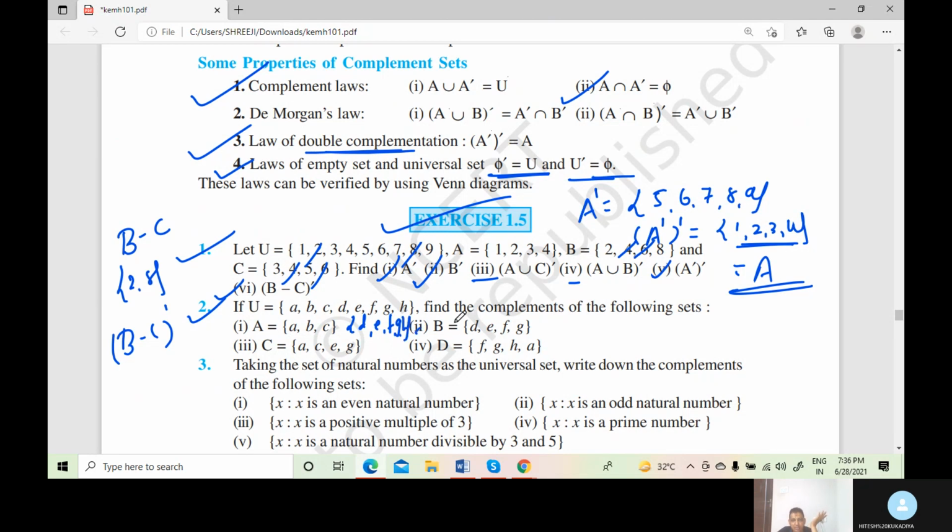Now the second set: D, E, F, G cancel. So A, B, C and H. Now C equals A, C, E, G. The complement is B, D, F and H. Now set D equals D, F, G, H, A. So D dash: A cancel, and D, F, G, H are here. So the complement is B, C, D, E. Is that clear, students? Easy, very easy.